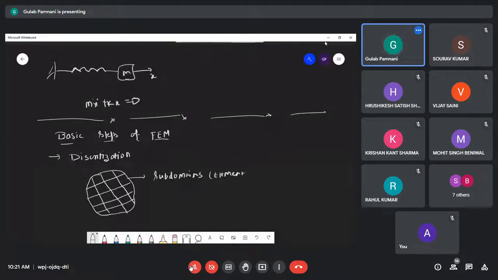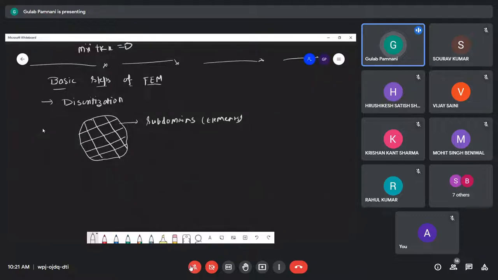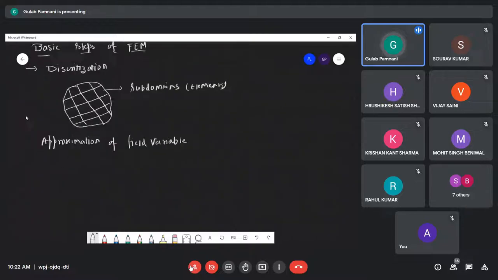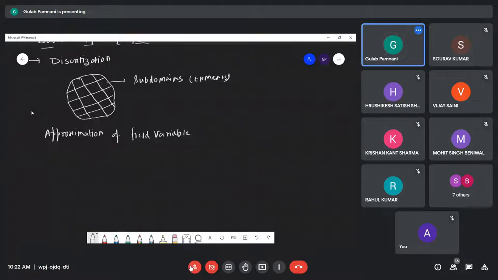Now when we are doing the discretization, we are also approximating the variation of the field variable within these subdomains or elements. I'll write it here: a sub-step inside discretization that we're talking about now. Approximation of the field variable is done during discretization.